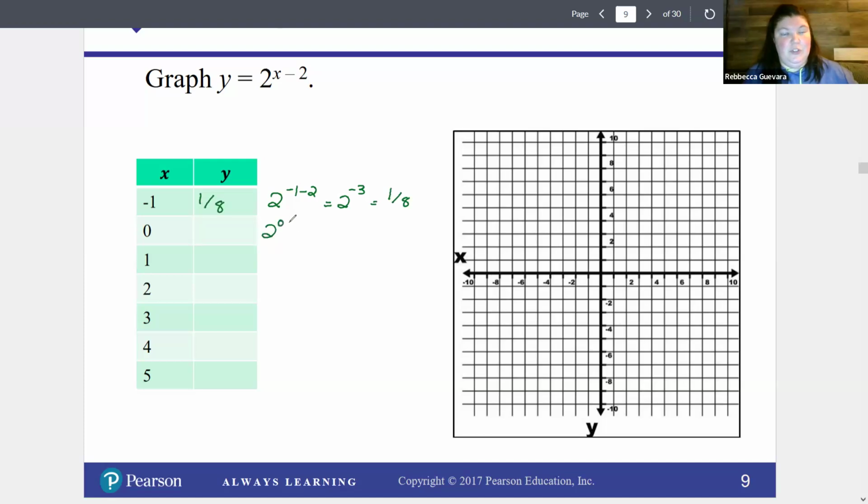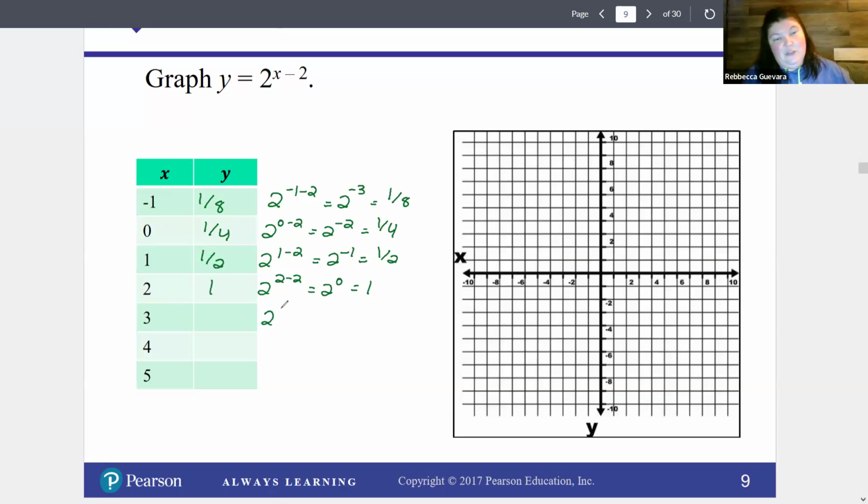Here we have 2 to the 0 minus 2, so that's 2 to the -2, which we saw before is just 1/4. We have 2 to the 1 minus 2 now because I'm just replacing my x with 1. This is 2 to the -1, which is just 1/2. Now if x is 2, that means 2 to the power of 2 minus 2, which is 2 to the 0, which is 1. If I have 2 to the power of 3 minus 2, that's just 2 to the power of 1. That leaves me with 2.